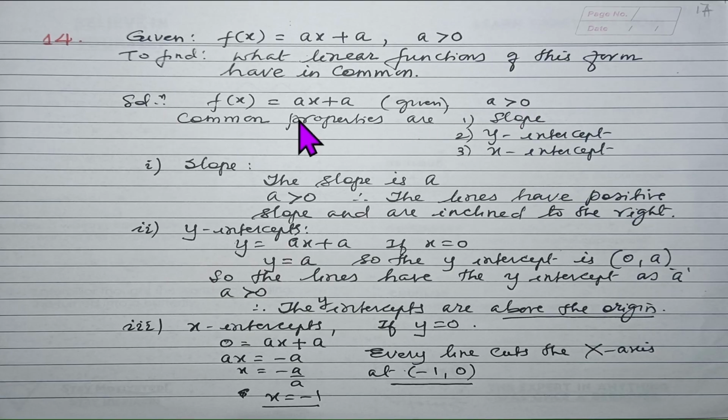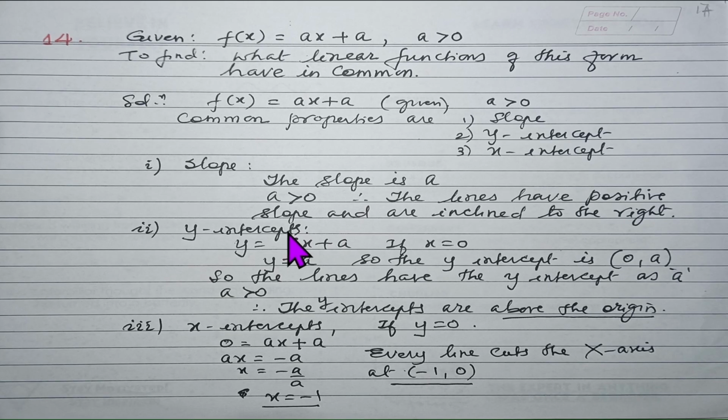Now the common properties which we can find are, the first one is the slope, the second one is the y-intercept, and the third one is the x-intercept. So let us go for the slope first. The slope in this case is a, and a is greater than 0. If a is greater than 0, the lines will have a positive slope and are inclined towards the right. So all the lines which we get from this function have positive slope, and therefore they incline towards the right.